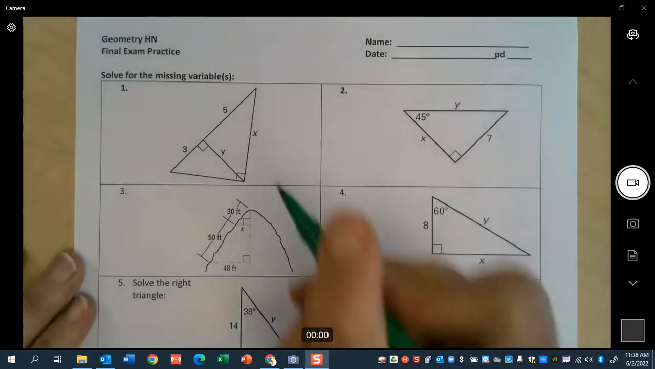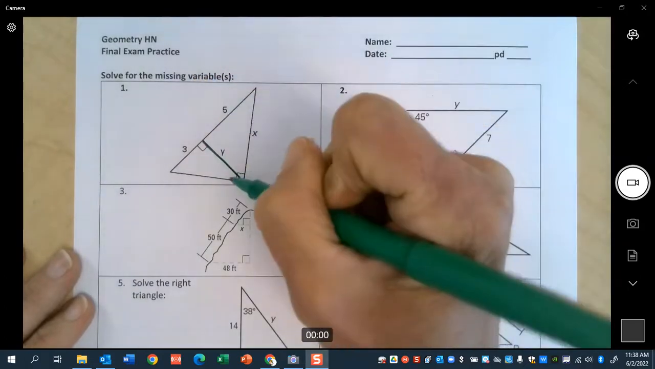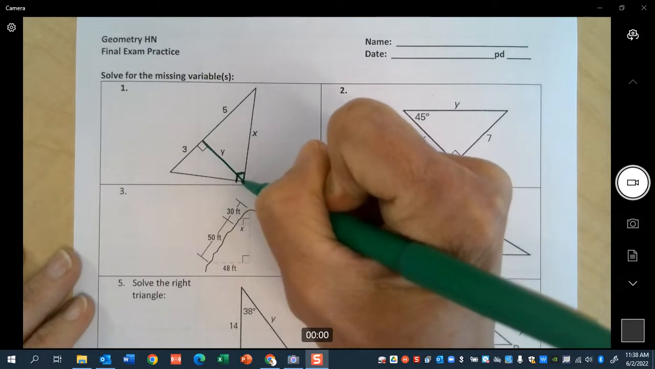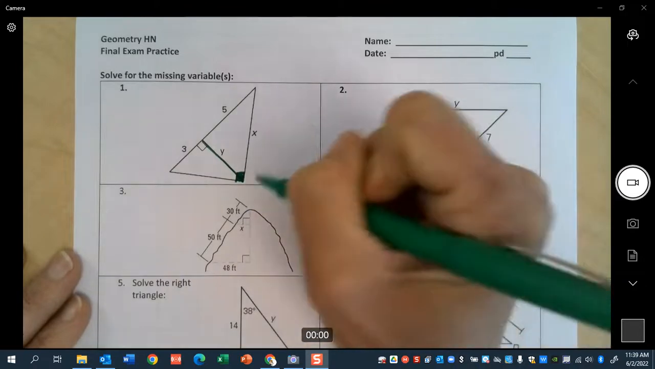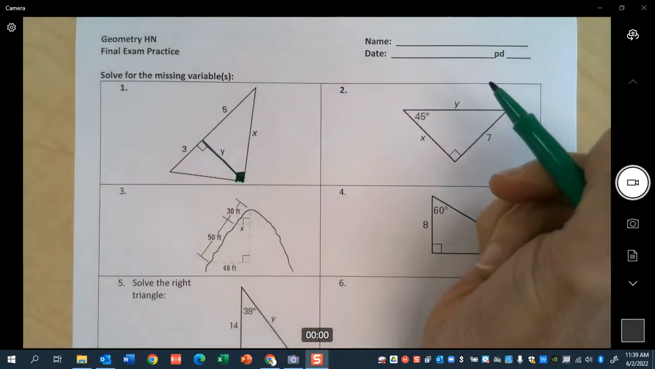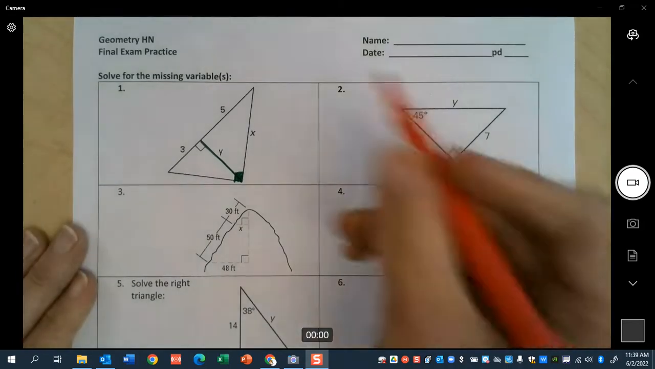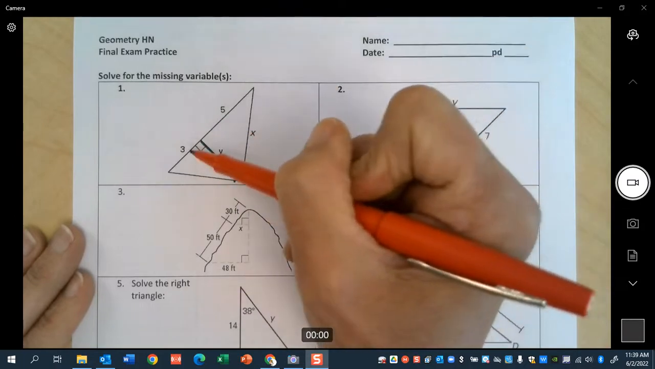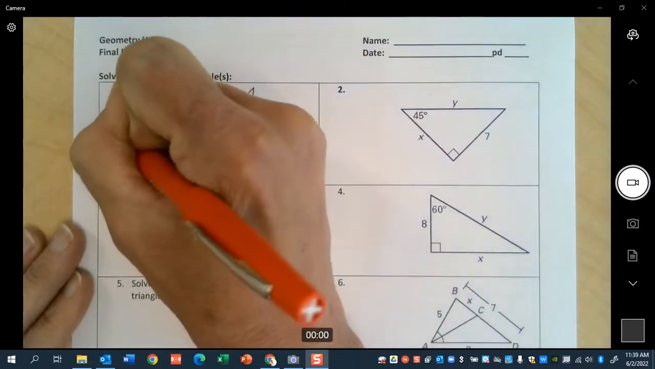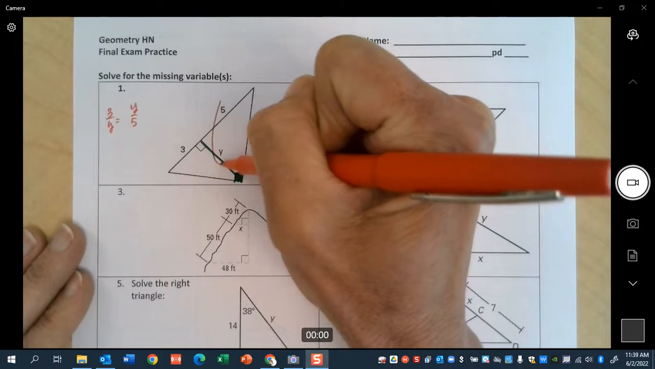All of these theorems start off with if an altitude is drawn to the hypotenuse of a right triangle. So these theorems only work if this is a right triangle and the altitude is drawn to the hypotenuse. Every single time we talk about these theorems, that sentence comes first. If an altitude is drawn to the hypotenuse of a right triangle, then this altitude is a geometric mean between the 2 segments of the hypotenuse. So I know 3 is to y as y is to 5. This is the one that we call the loop.